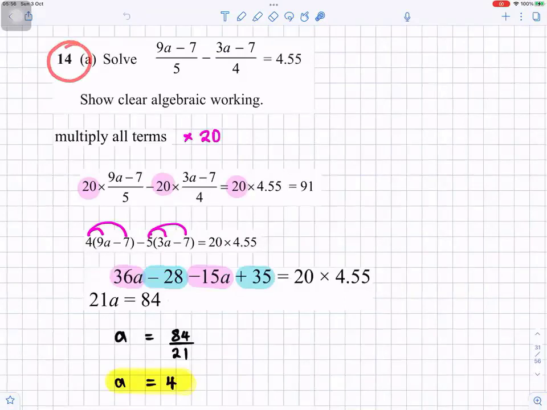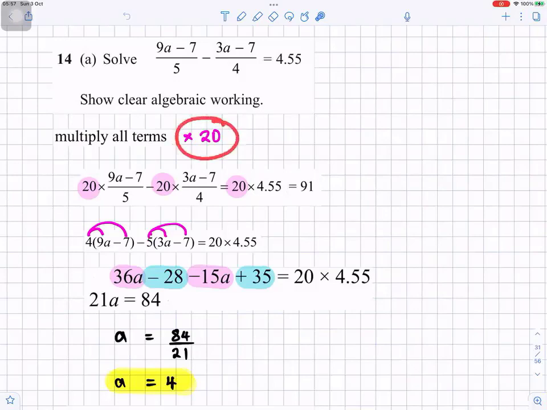Question 14a. Solve (9a minus 7) divided by 5 minus (3a minus 7) divided by 4 equals 4.55. Show clear algebraic working. First thing you do, multiply all terms by 20.